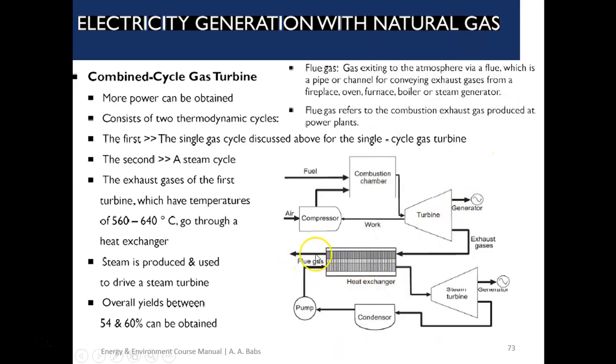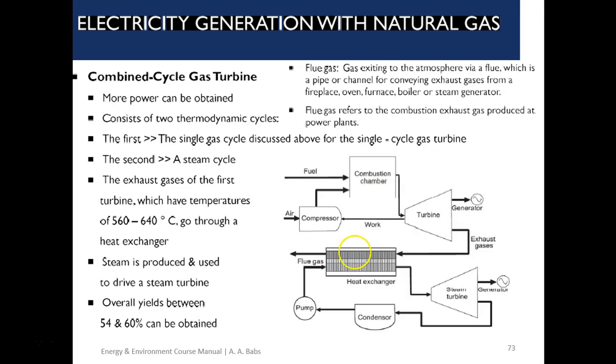There is a flue gas here that is emitted into the atmosphere. Flue gas is a gas exiting into the atmosphere via a flue, which is a pipe or channel for conveying exhaust gases from a fireplace, oven, furnace, boiler, or steam generator. This flue gas refers to the combustion exhaust gas produced at the power plants. It's available when you look at the coal-fired power plants we talked about, when you look at the oil-fired power plants we talked about, and it is also available in the gas-fired power plants.